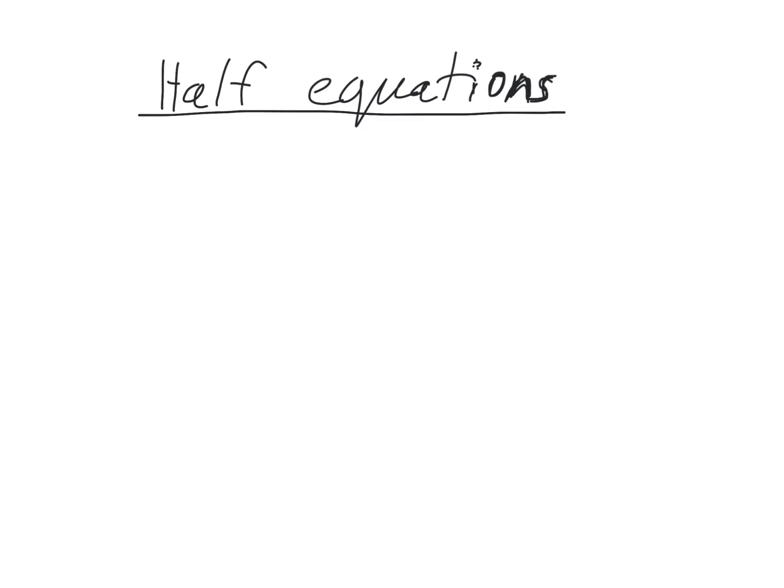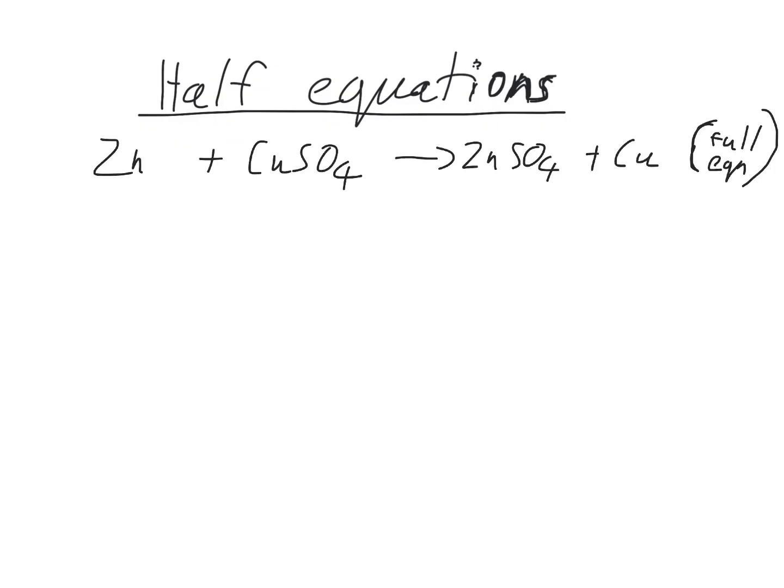In the topic of redox, sometimes it is handy to isolate a species and look at what's happening to it individually. And when you're doing this, a good way to do so is by using something called a half equation. To show what a half equation is, we're going to reverse engineer this process and start with the full equation.